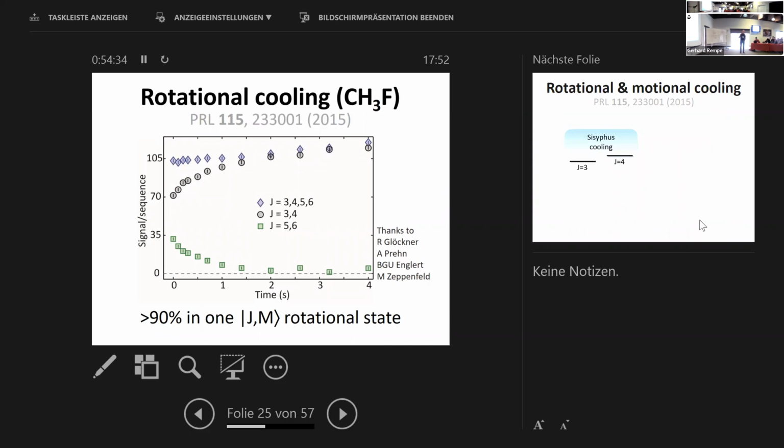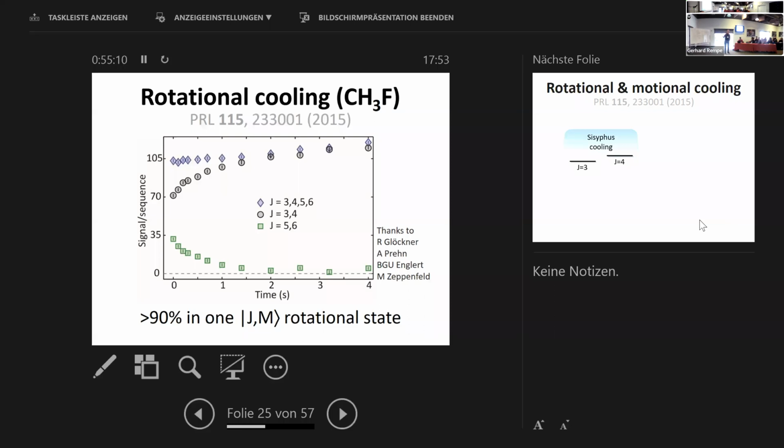So we measure the population in different states, J equals 3, 4, 5, and 6, as a function of time. We do this protocol that I just outlined, and we see that states 5 and 6 are emptied. It takes about a second or so. Just remember, the travel lifetime is maybe 10 seconds, so this is on a time scale which is short compared to the travel lifetime. So we deplete here, and they show up correspondingly in the 3 and 4 states as we were hoping for.